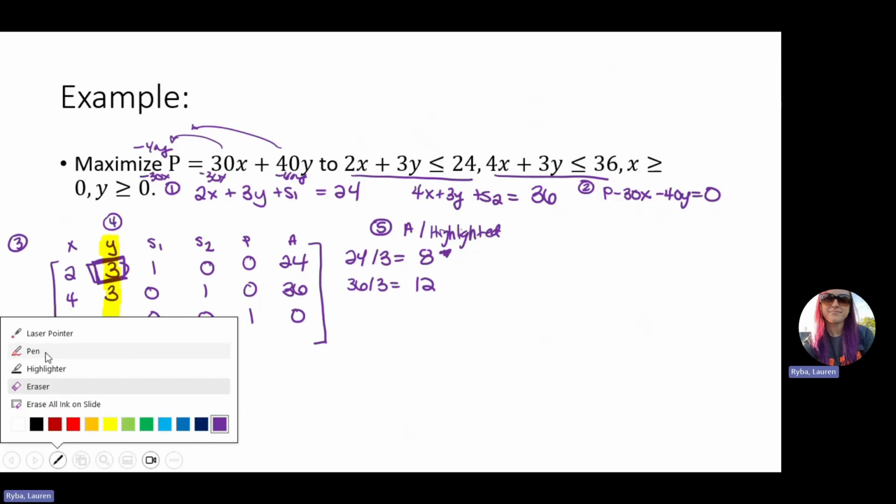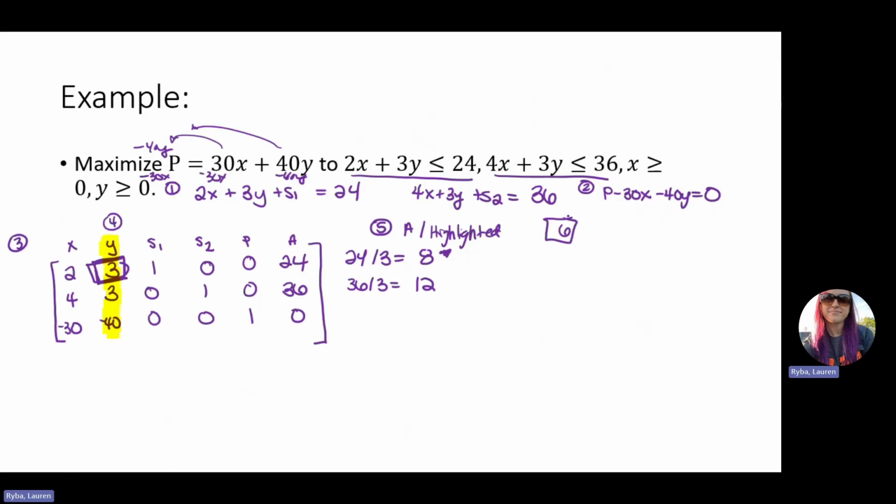So now we're on step 6. Step 6 is a lot because we got to do some work here. All right. The 3 in the box has to be a 1. So we use our row operations, and I'm going to divide row 1 by 3, and that's going to turn it into a 1. I'm going to do that on the next slide if that is okay. Otherwise, I'm going to run out of room here.